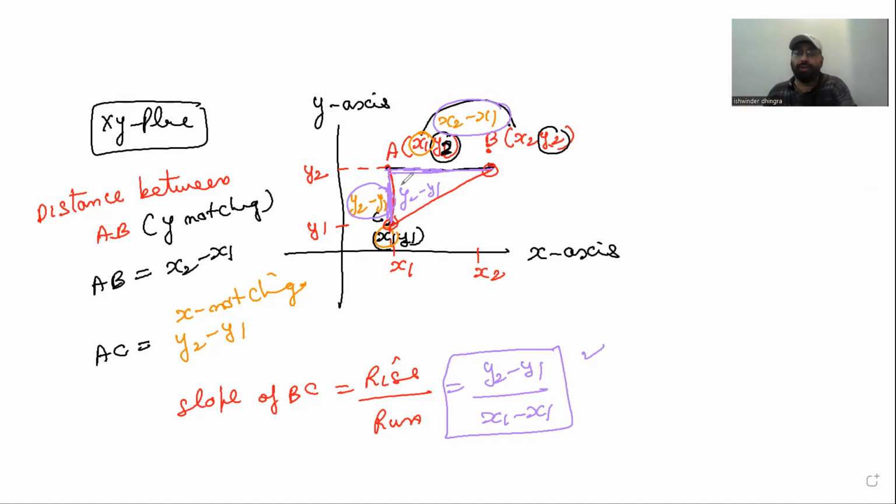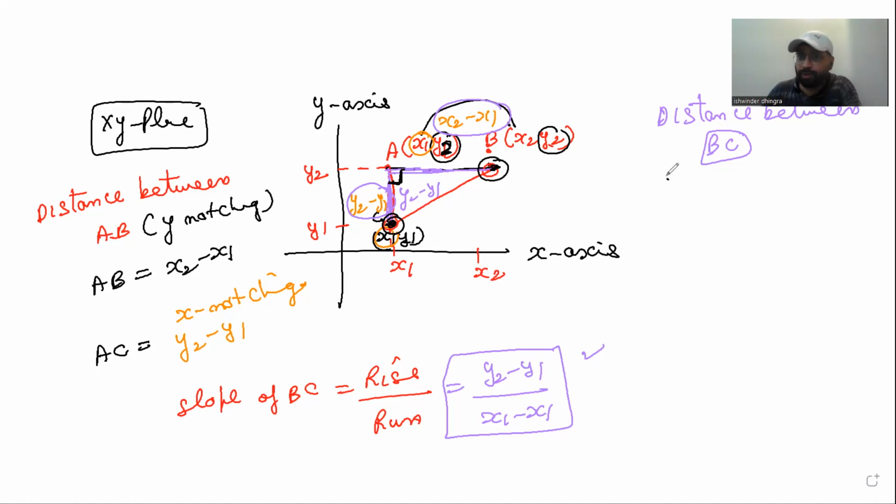You guys have done this in your 10th standard also. What if I want to find out the distance between B and C? I'll mark the points, this point and this point. How can we do it? You guys can apply the Pythagoras theorem, isn't it? Because this angle is going to be 90 degrees.